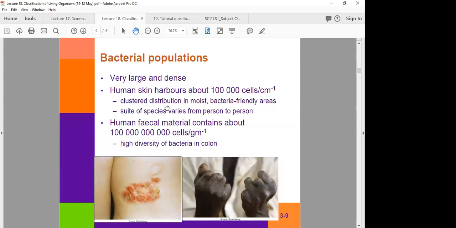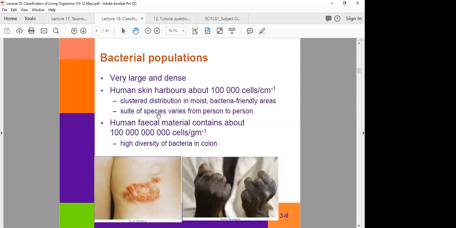Bacteria tend to cluster in moist areas, and the suite of bacterial species, which there are many, varies to some degree from one person to the next. There are quite a few different species that you'll find on and in every single human, but everyone does tend to have a few transient species that come and go, or species that some people have and not others. Really just depends on the person.